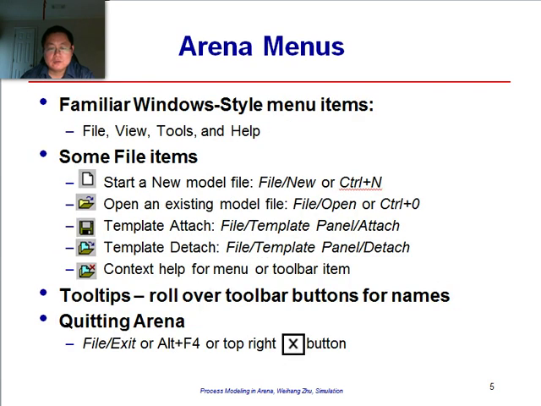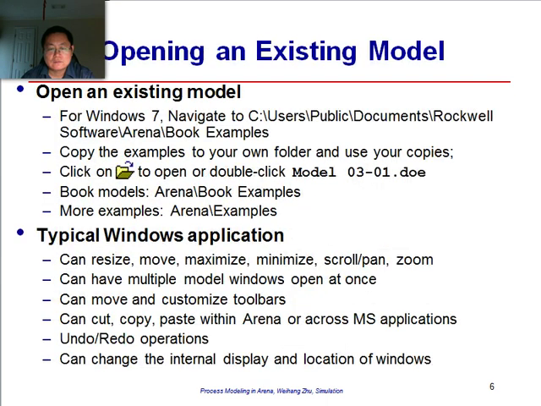Once you have started Arena, take some time to look at the interface. It is a regular Windows application with menu, toolbars, project bars, etc. In Windows 7, you may find many examples under Public User folder. If you use a different version of Windows, they may be in a different location. Please copy all the book examples to your own folder, and from now on use your own copy of examples. The first model we are going to open and try is Model 3-1. It is the first one in the book examples folder.